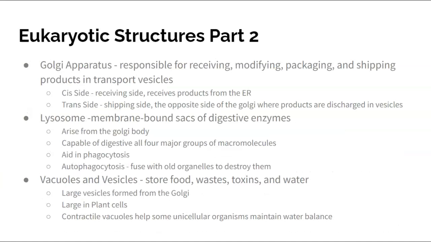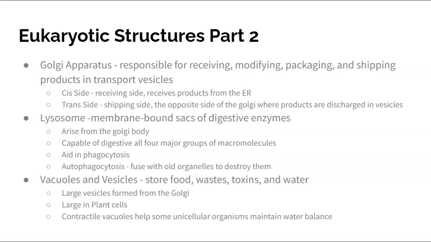There's the Golgi apparatus, which is responsible for receiving, modifying, packaging, and shipping different products. So these might be things that came from the endoplasmic reticulum, and now the Golgi is responsible for moving those vesicles wherever they need to go. There are two sides to the Golgi apparatus, the cis side and the trans side. The cis side receives vesicles and products from the endoplasmic reticulum. The trans side is the shipping side, the opposite side of the Golgi, and this is where products are actually discharged in the vesicles.